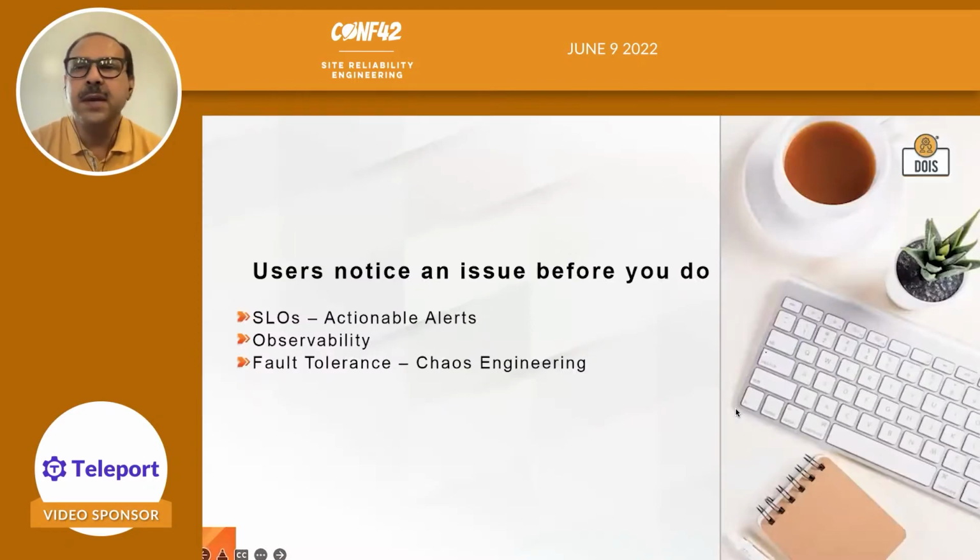The second one that we see is that users should not notice an issue before you do. A lot of times we see that problems come up in production and users get to know of it before we do. So the first thing that we need to do is identify appropriate SLOs, and then define alerts which are actionable. We lose ourselves in the noise of alerts. Everything doesn't need to be alerted. Everything needs to be logged. Everything needs to be traced, but not alerted.